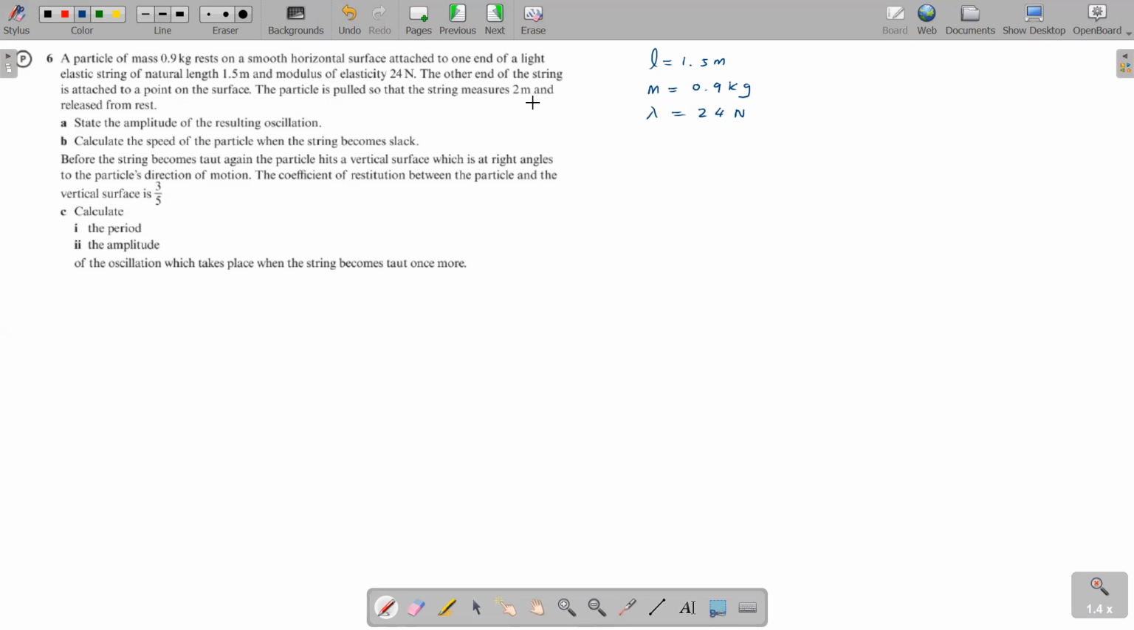You don't even need to draw the diagram here. You need to be able to see it. Amplitude is 0.5. Part A answer. Amplitude is 0.5 meters. Okay, then let's go to the next part.